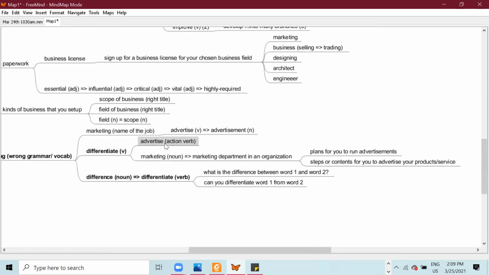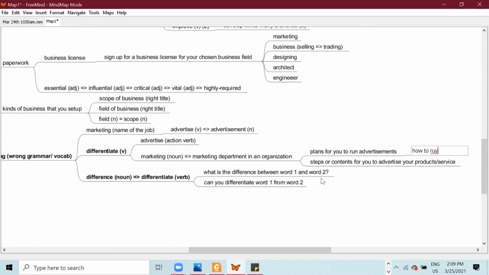Advertise, an action verb. The first difference. Marketing, a noun. The second difference. Marketing is the name of a department in a company or in an organization. What does it mean, marketing? Just think of marketing as plans for you to run advertisement.